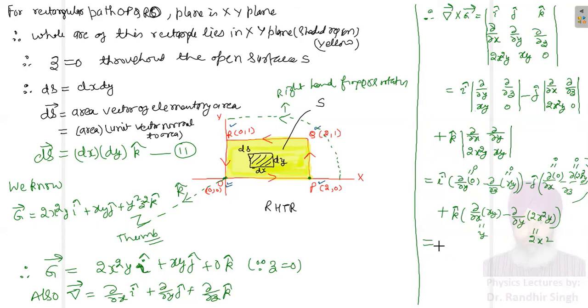So our final answer will be, let me write it slightly down. Therefore you can see that del cross G will be simply equal to k cap times y minus 2x square. Let us say this is equation number 12.